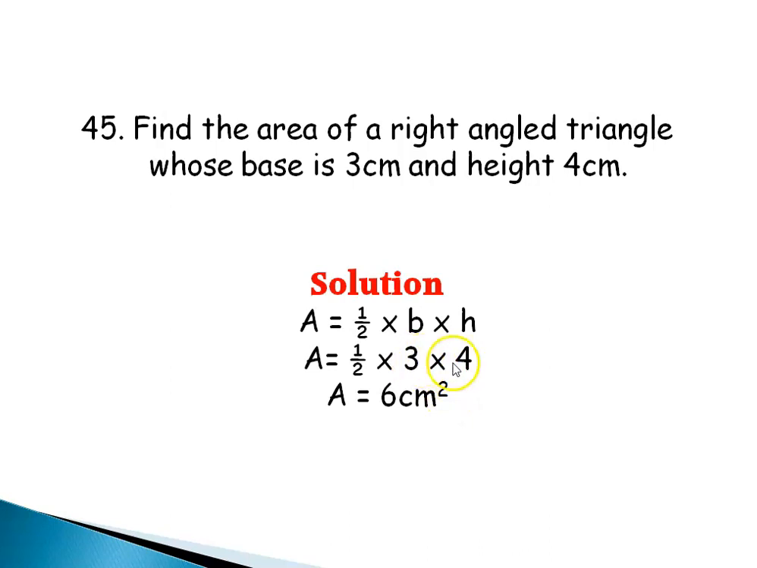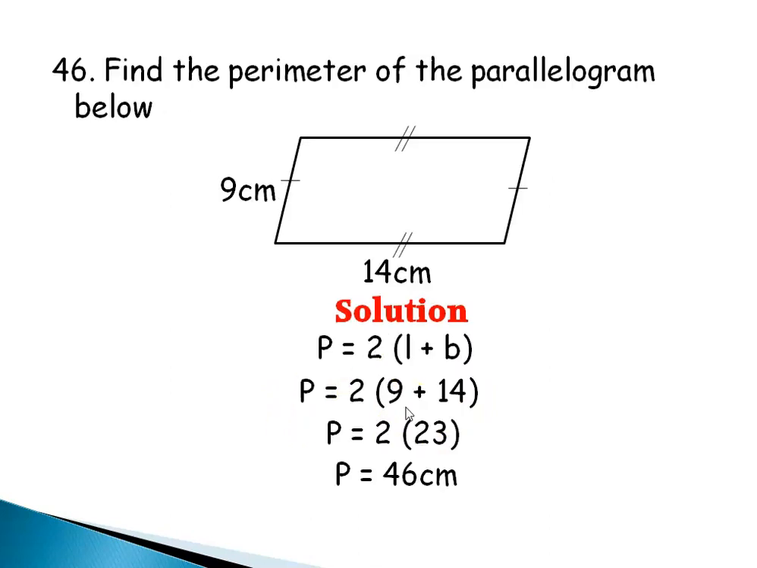I can also say 3 times 4 is 12, 12 divided by 2, 6 centimeters square, whichever way you want to do it. So that is the area of this triangle.